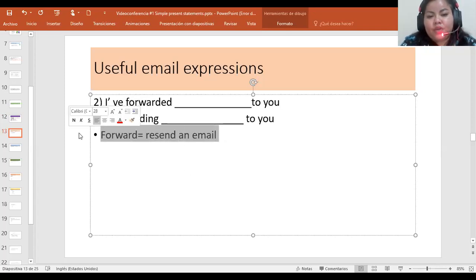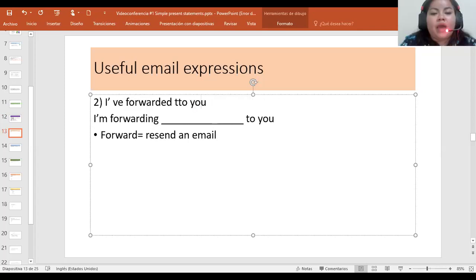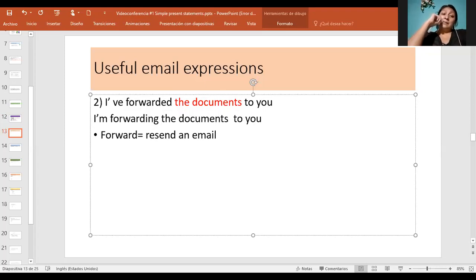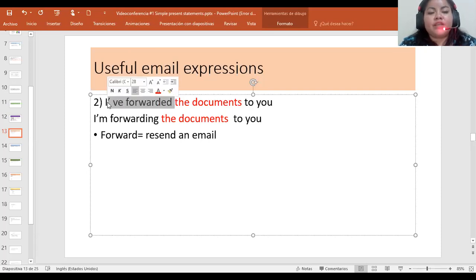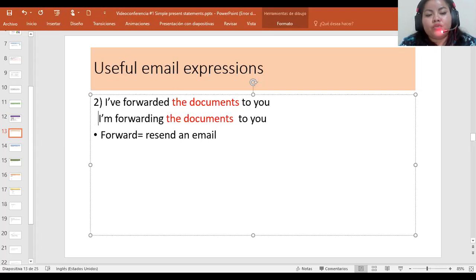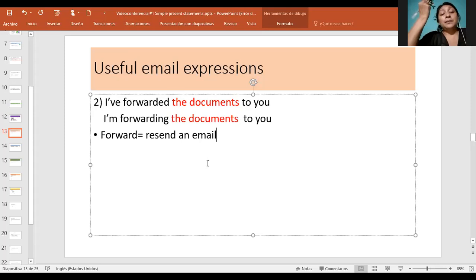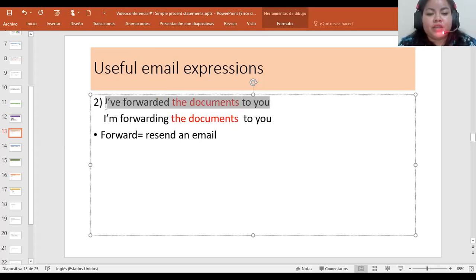Resend an email. Okay. I have forwarded the documents to you. You can say I am forwarding the documents to you, right? You can change the phrase documents. For example, I have forwarded the monthly sales report to you. I am forwarding the monthly sales reports to you. I have forwarded the weekly report. Now, these phrases, like Ricardo says, are phrases that are already made. ¿Verdad? Es como reenviar. Yes, exactly.